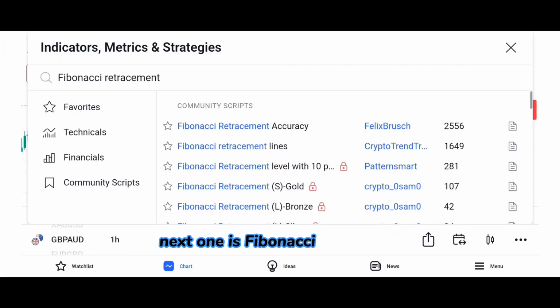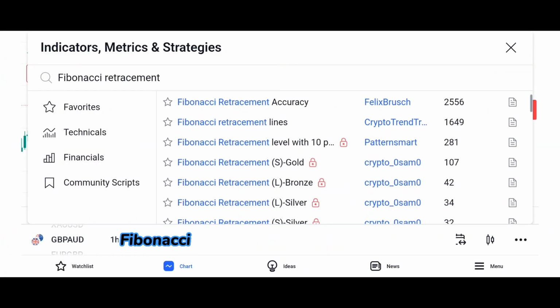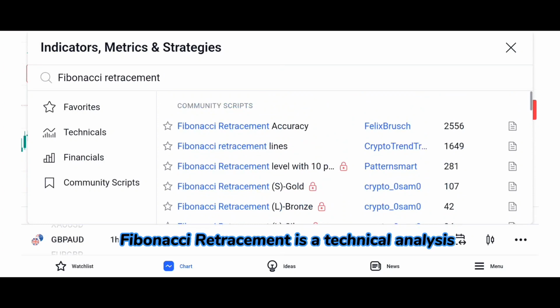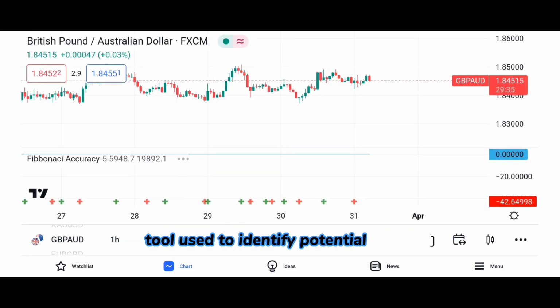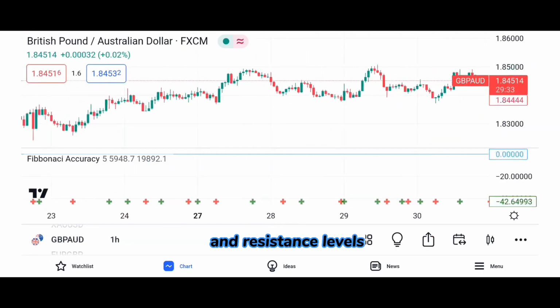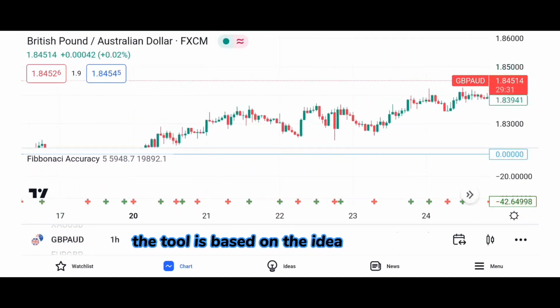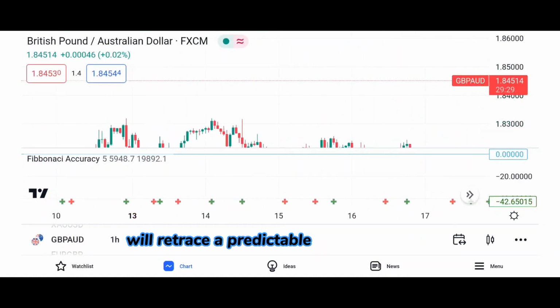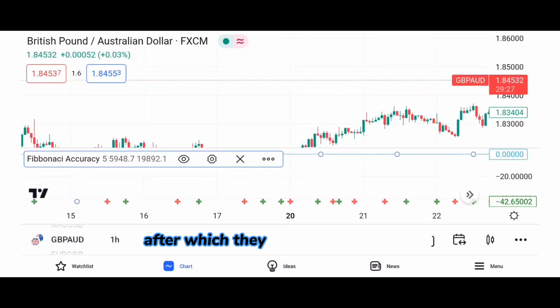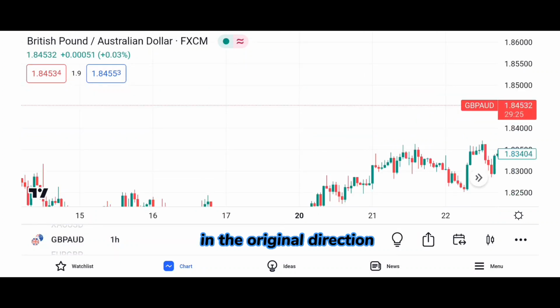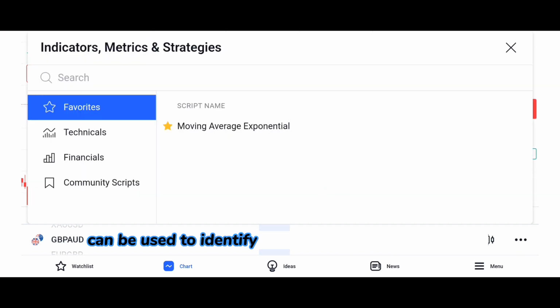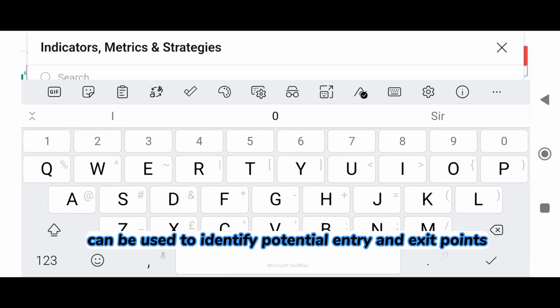Next one is Fibonacci retracement. Fibonacci retracement is a technical analysis tool used to identify potential support and resistance levels. The tool is based on the idea that markets will retrace a predictable portion of a move, after which they will continue to move in the original direction. Fibonacci retracement levels can be used to identify potential entry and exit points.